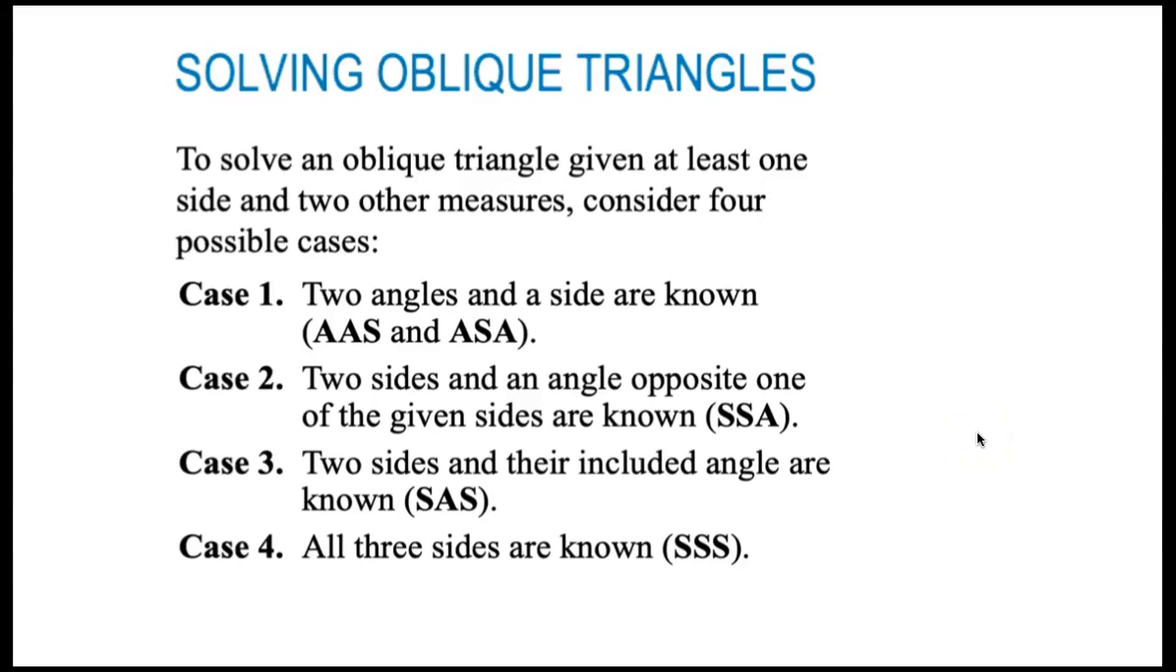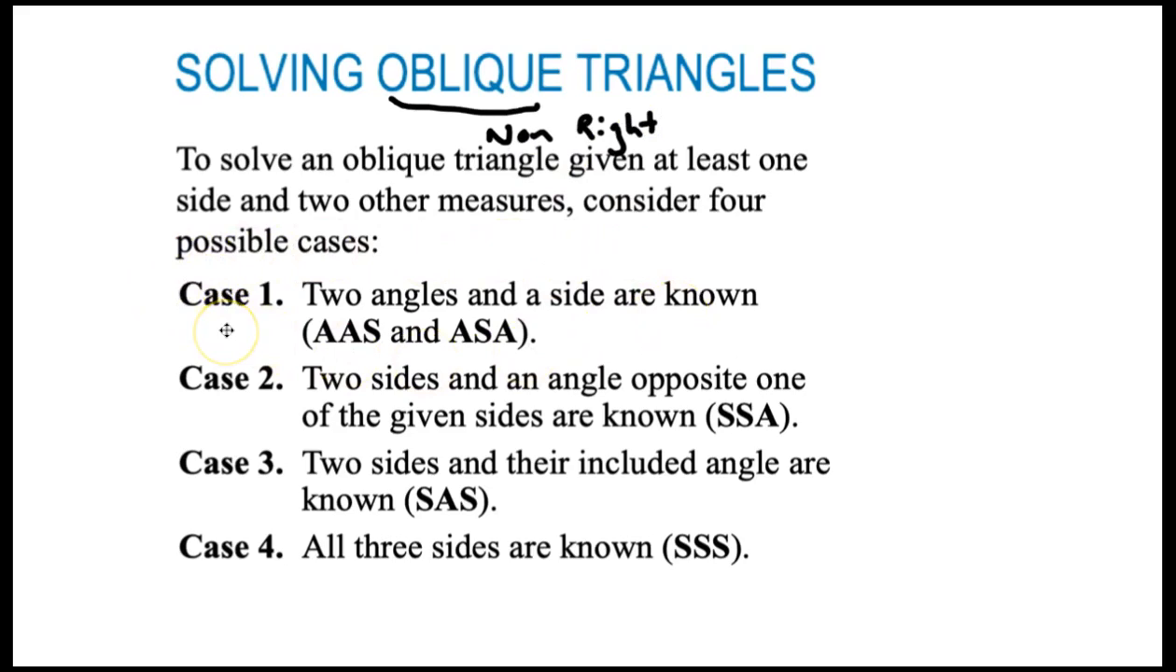In the first two sections of Chapter 7 here, we are going to talk about solving oblique triangles. Now, oblique just means not a right triangle. All right, so there are four cases that we're going to look at. Now, in this lecture, we're only going to look at the first case.